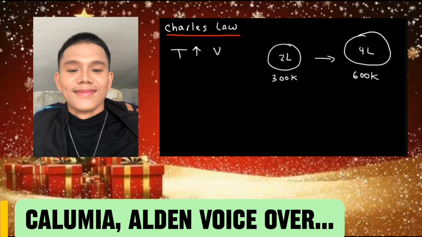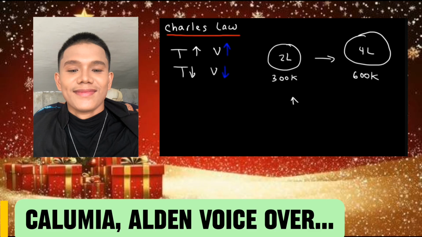And that's the basic idea behind Charles' law. It shows the direct relationship between temperature and volume. If you increase the temperature, the volume will increase. Likewise, if you decrease the temperature, the volume will decrease. So these two are directly related to each other.